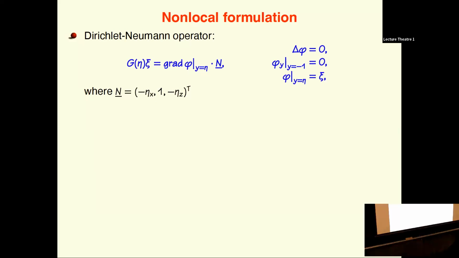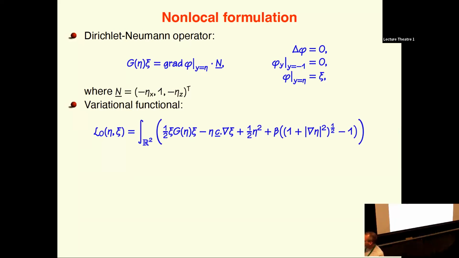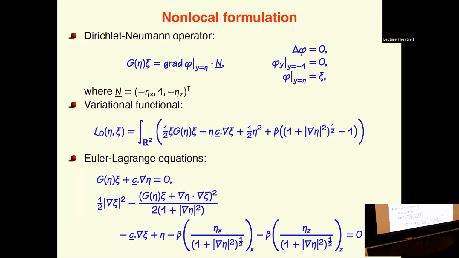So here, this capital N is the non-normalized normal vector at the surface. It's convenient to use it not normalized here because then it works in the formula for the variational principle better. That's the only reason. And you can then rewrite the variational functional in terms of the Dirichlet-Neumann operator. There's no trick here. This is the same formula as before. Instead of having the integral over the bulk, I've now got the Dirichlet-Neumann operator. And when you write down the Euler-Lagrange equations, those are essentially the dynamic and kinematic conditions at the free surface in water waves.